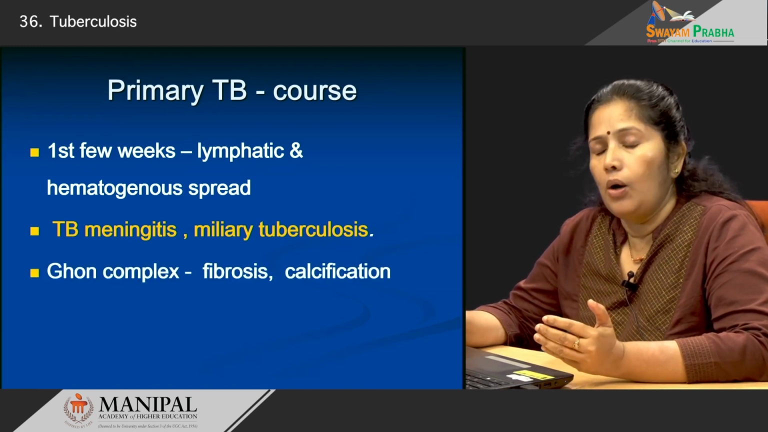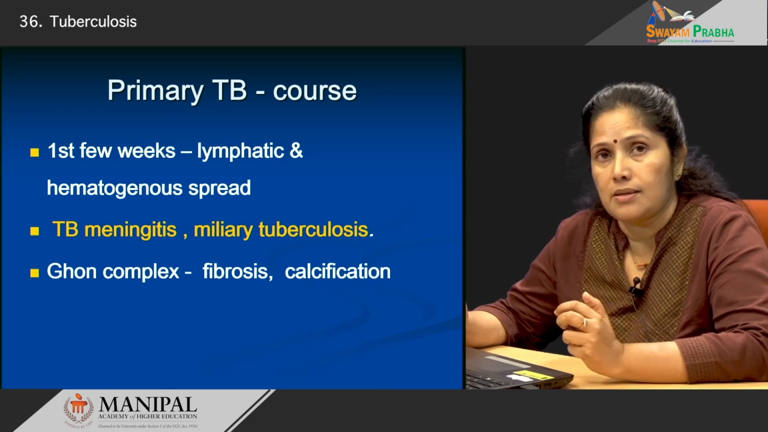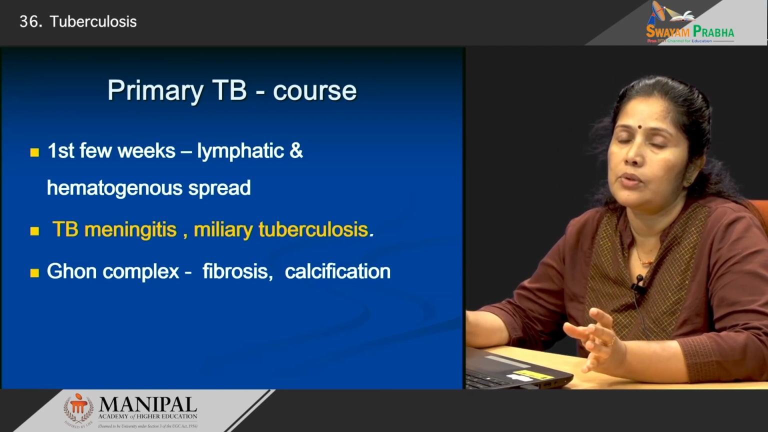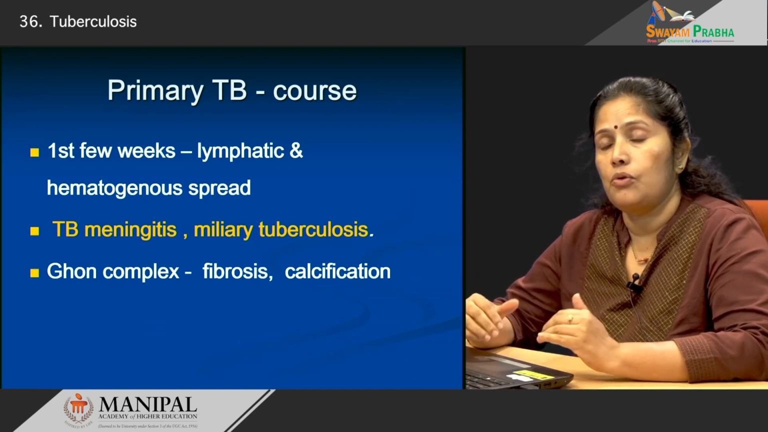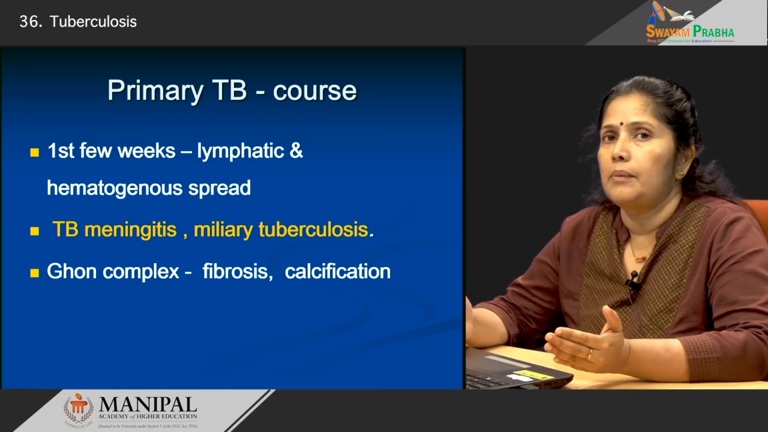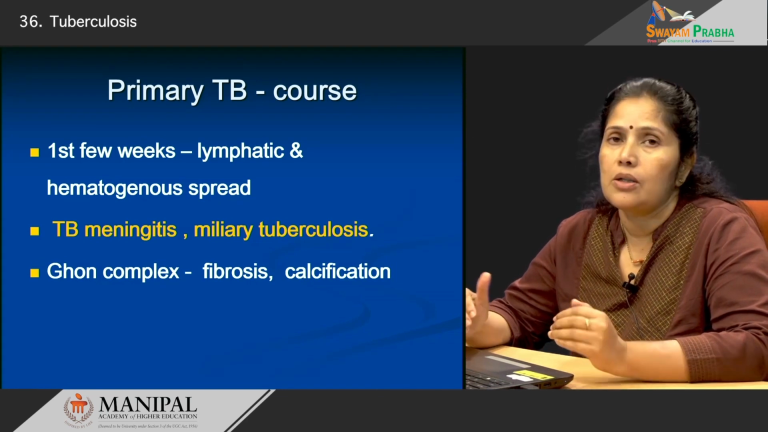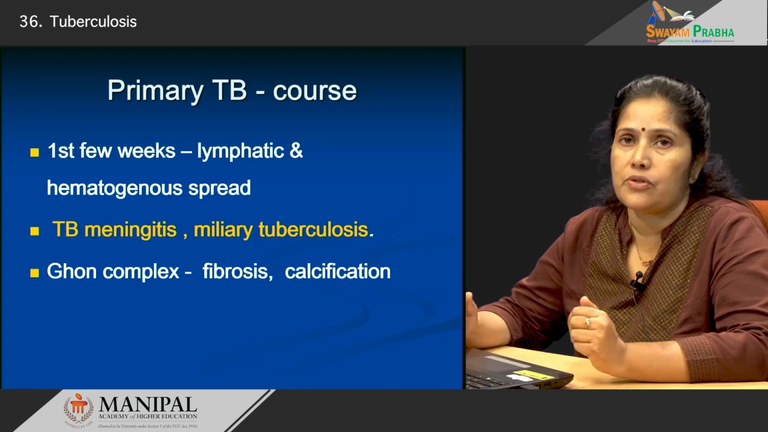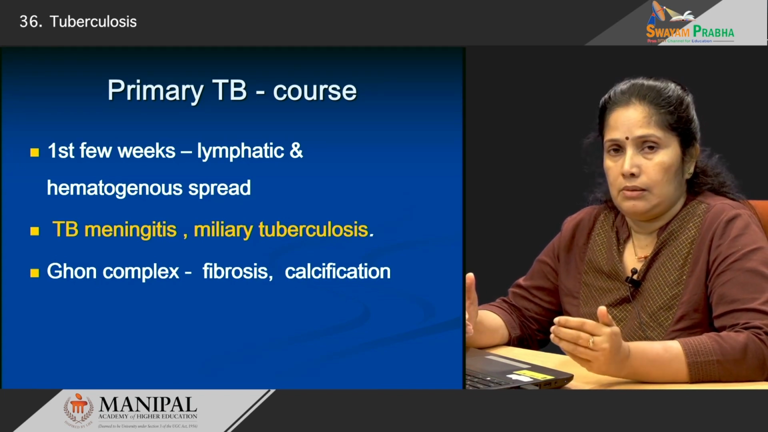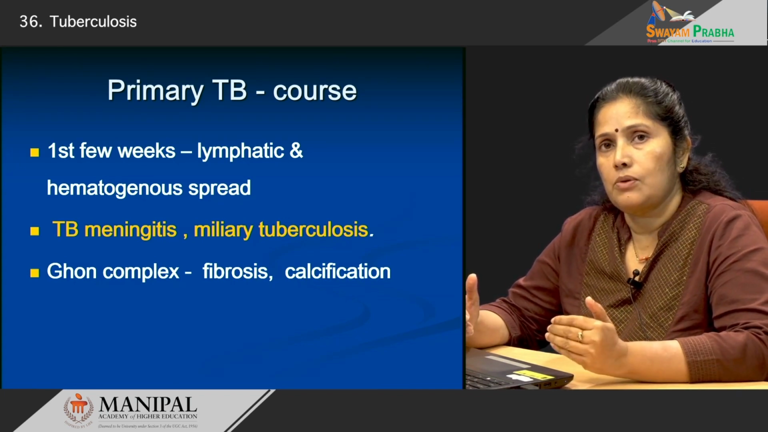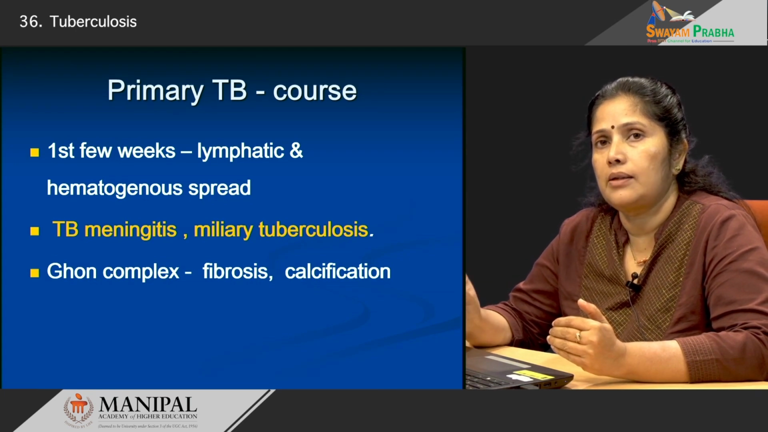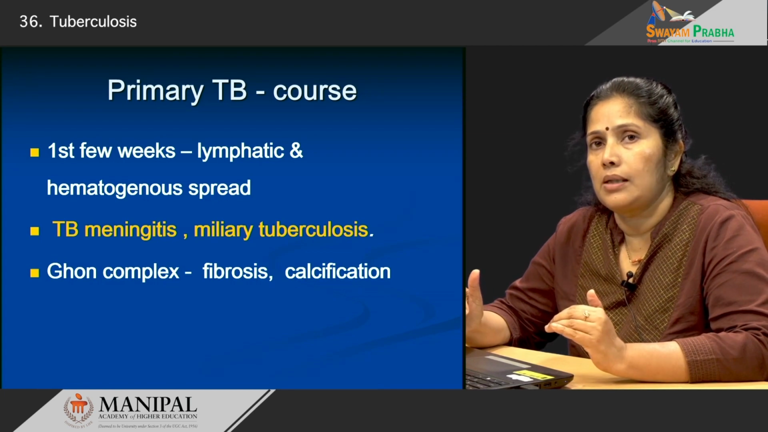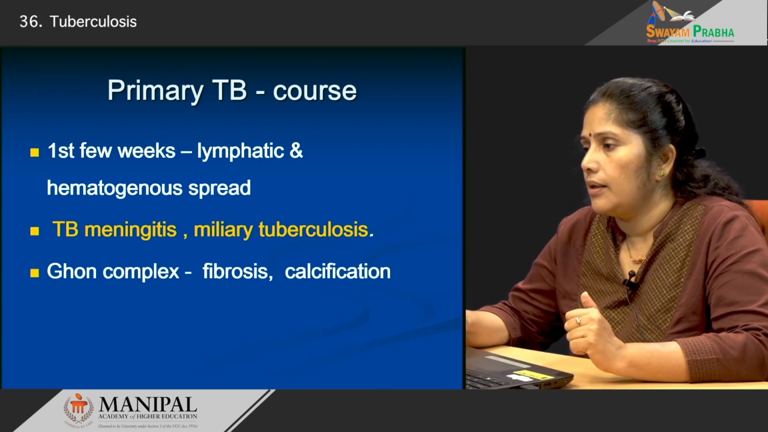Now, when you look at the Ghon's complex, which was the pulmonary lesion along with the hilar lymph node lesion, this lesion can undergo fibrosis, and beyond that it can calcify. These calcified lesions can be picked up on X-rays. Sometimes when you take X-rays of patients, you will find a calcified lesion either in the lung or in the hilar lymph node region. So, it represents an old healed tuberculosis.